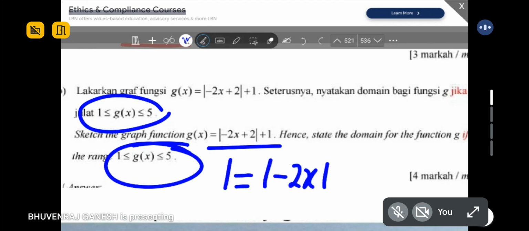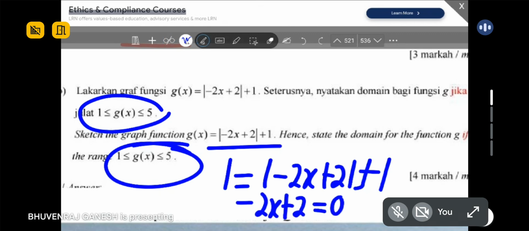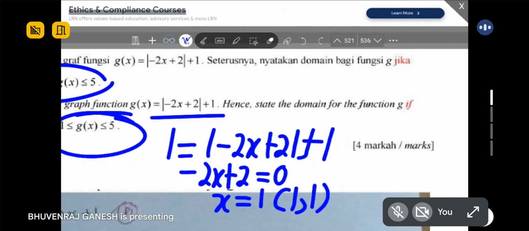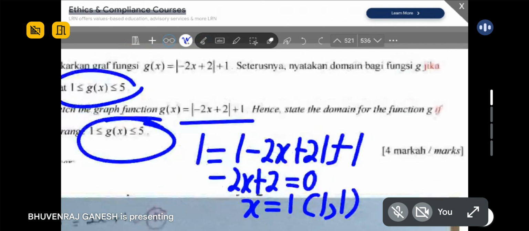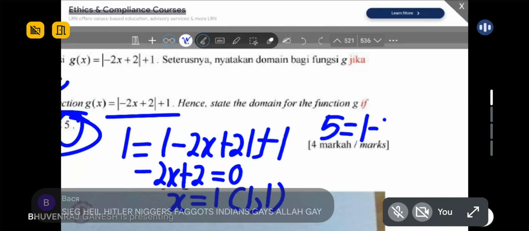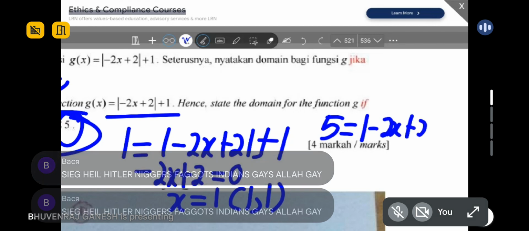Okay, so you just do like this. Find your x. So you will get negative 2x plus 2 equal to 0. Sama dengan kosong. So your x value is 1. Am I right? So this is your first point over here. 1, 1. Can you see it? All of you? So you already have one coordinate. Second, you choose the number 5. Let gx equal to 5. Okay, so 5 equal to negative 2x plus 2.